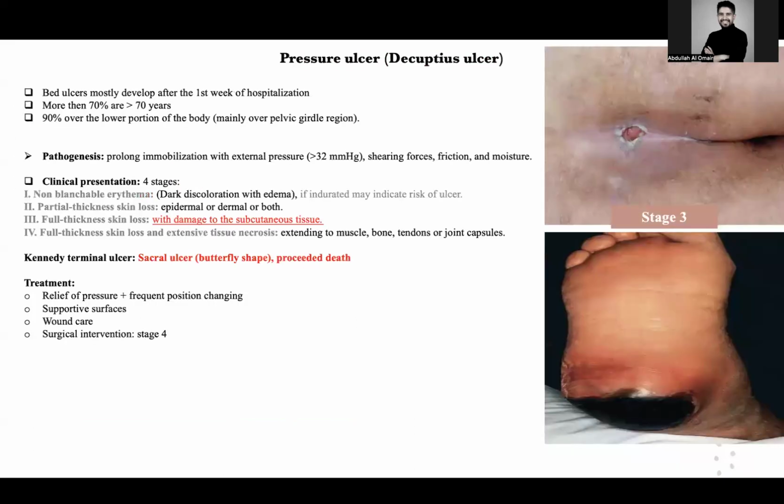We have pressure ulcer. Everyone knows it. We have the 4 most important stages of pressure ulcer, which mainly happens at pressure points: the sacral area, pelvis, and distal part of the feet. So it's a pressure point ulcer. We have 4 stages. The first stage, non-blanchable erythema. Second stage, partial thickness to the epidermis and the dermis. Third stage goes to the subcutaneous tissue. Fourth stage goes to the underlying bone, the muscle, and etc.